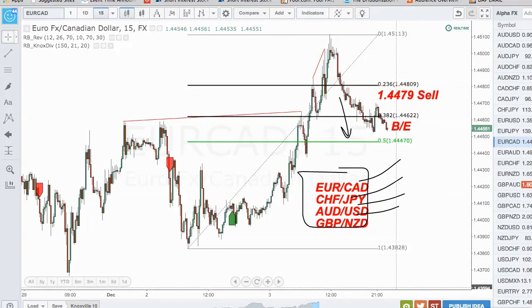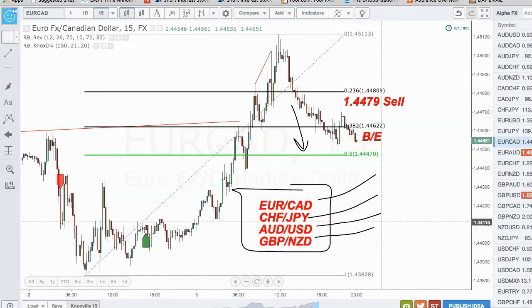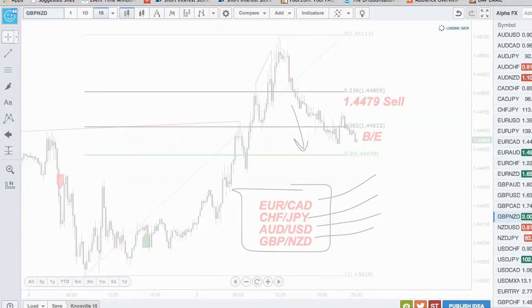This is the Euro Canadian dollar. Published this on TFL earlier today. We had a sell at 44.79, a move to break even at 44.62, and we're looking to see if this can fall to 44.47 or 44.50. This trade is in progress. You want to have your stop loss at break even. I'm not expecting that I would want to carry this any further than what we're looking at on the screen right here. It's fine the way it is. I'm not going to move anything about it. I'm not going to change anything about it.